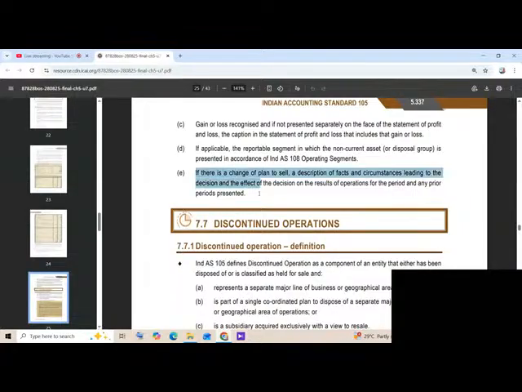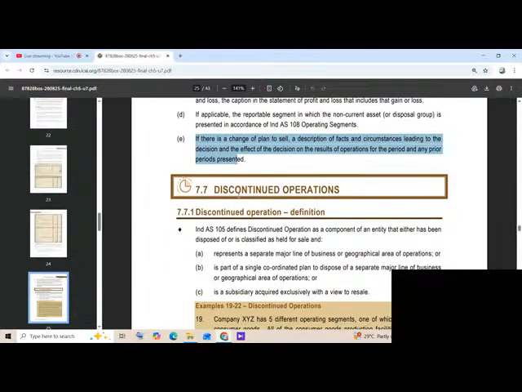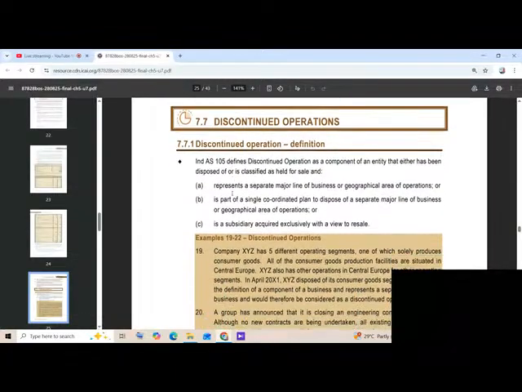If there is a change of plan, set out a description of facts and circumstances relating to the decision and the effect of the decision on the results of the operations for the period and any prior periods presented.